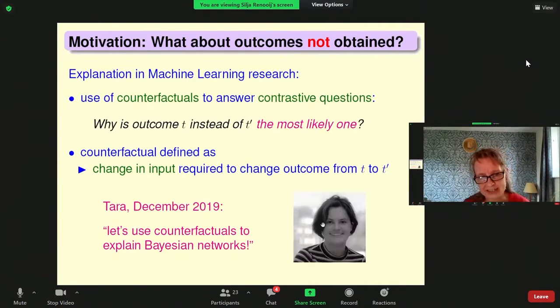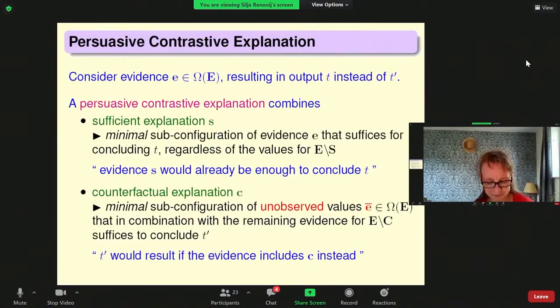Somewhere around December 2019, Tara came to me and she said, okay, let's use counterfactuals to explain Bayesian networks because these have not been used in this context before. And then the outcome of the network in our case would be the most likely one. Note that since then, a lot of research has been done into introducing counterfactuals also into explanation of Bayesian network classifiers specifically. And even while this paper was under review, more papers very similar were published. So it was apparently a very timely topic to discuss.